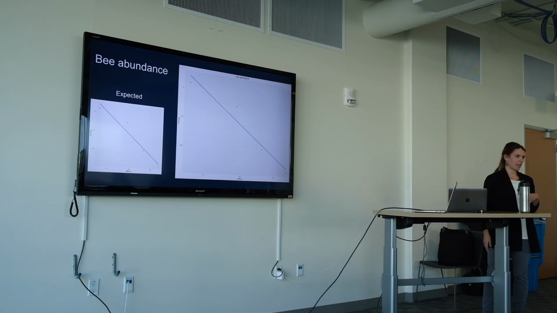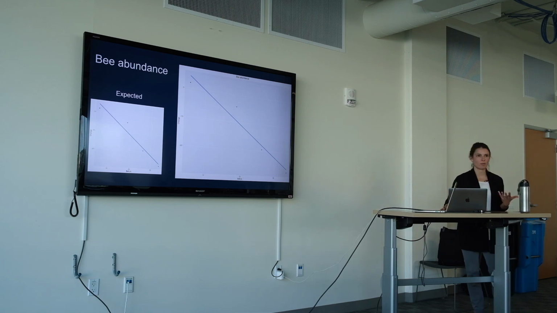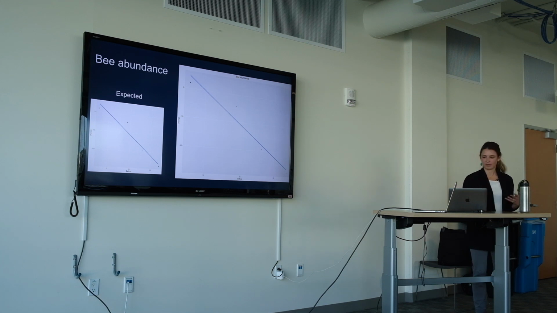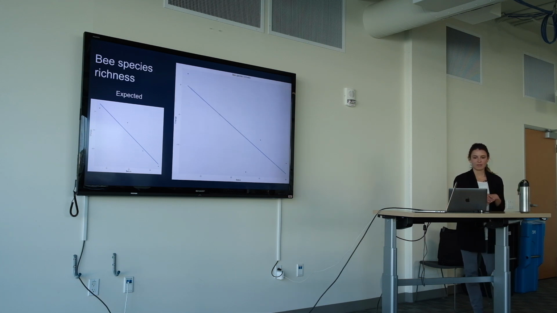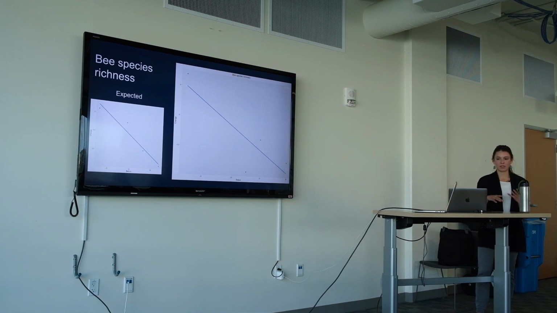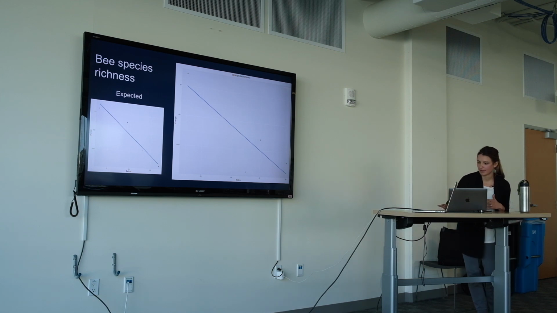And that was pretty much exactly what we found. So the more bees in a community, the more resilient it will be. And then for bee species richness, so the number of species, we expected the same thing, that high species richness to begin with would lead to more resilience. And again, that's exactly what we found.